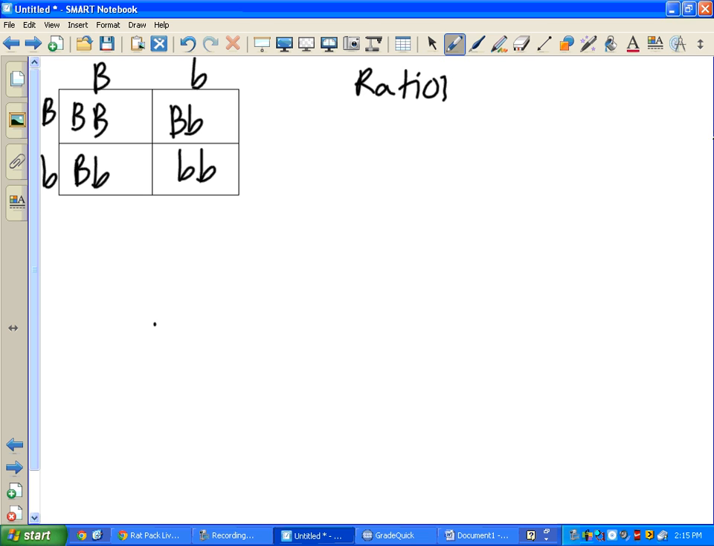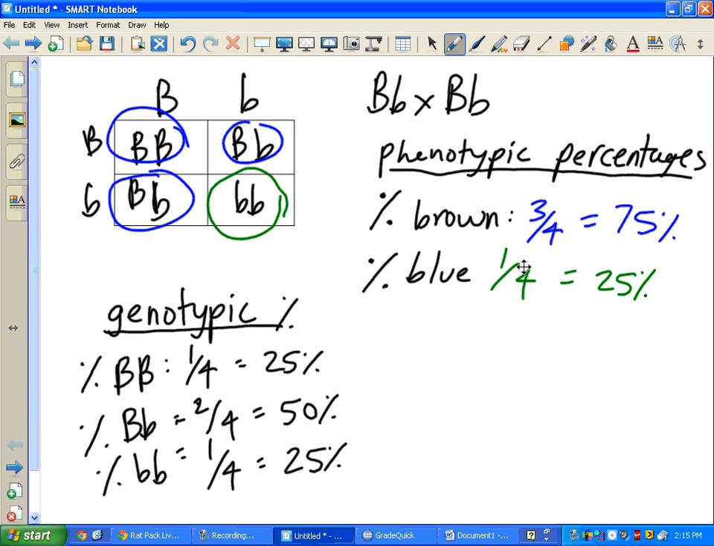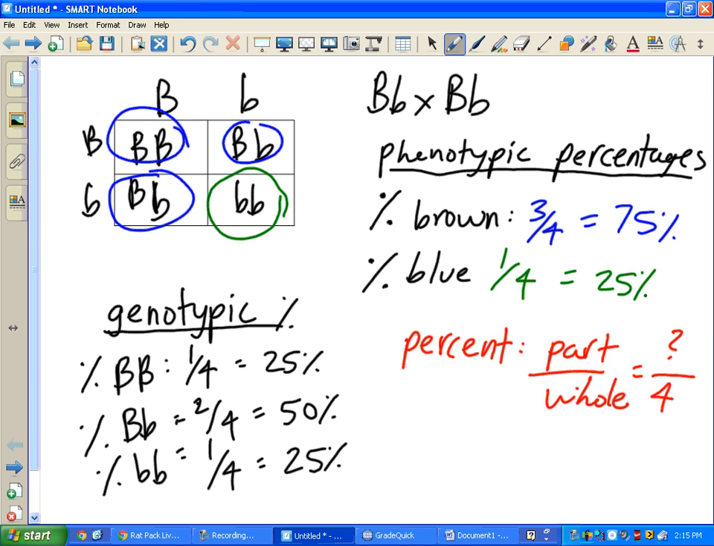Ratios are a little bit different than percentages. When we had percentages, let's write this in red so you can see it. Percent means part over the whole. So that's always going to be something, whatever it is, out of 4.